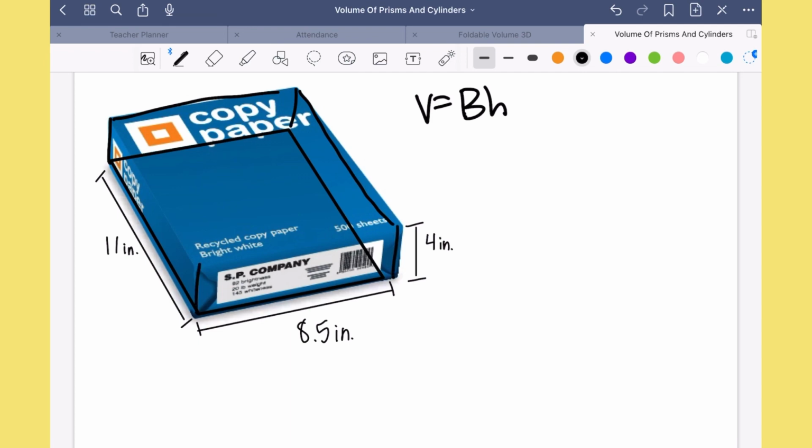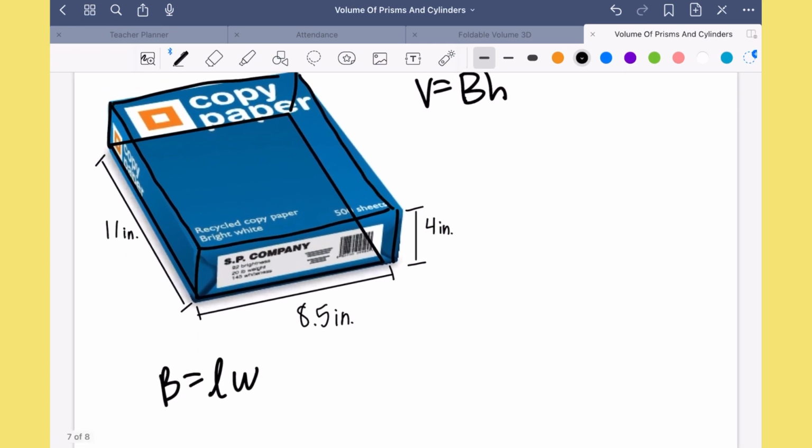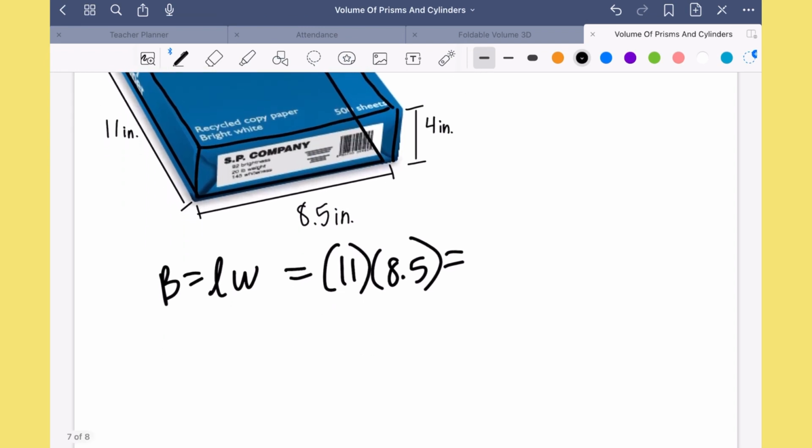Okay, so my base is going to be the dimensions here, not the height. Length times width. So that is equal to 11 times 8.5, which is usually the standard size of a sheet of paper whenever you buy copy paper. So 11 times 8.5. That's 93.5.